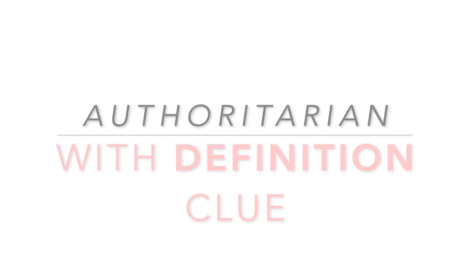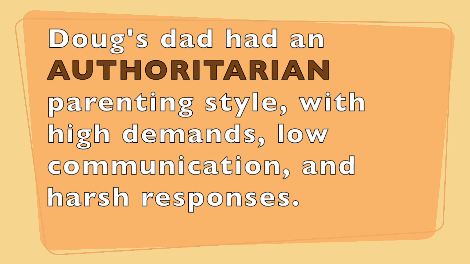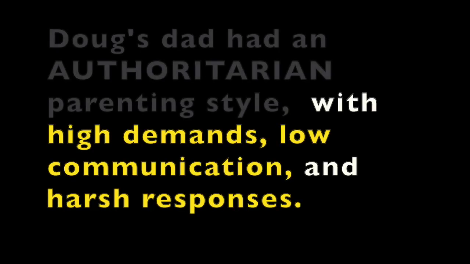All right, here's authoritarian again, used with context clues by providing the definition. Doug's dad had an authoritarian parenting style with high demands, low communication, and harsh responses. All right, so there you go. It's been defined for you. And so even if you didn't know what that word meant, a definition was provided.